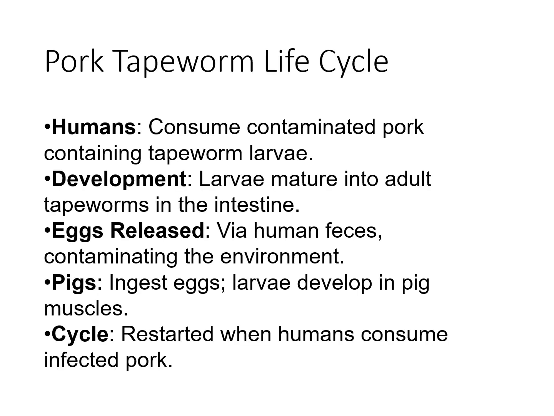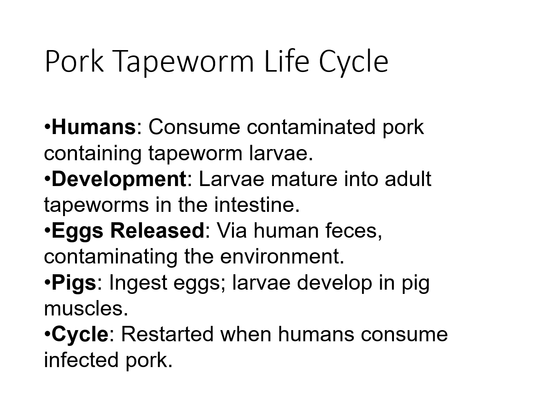Let's walk through the life cycle of the pork tapeworm. The cycle begins when humans consume undercooked or contaminated pork that contains tapeworm larvae. Once inside the human intestine, the larvae mature into adult tapeworms, where they can grow several meters long.